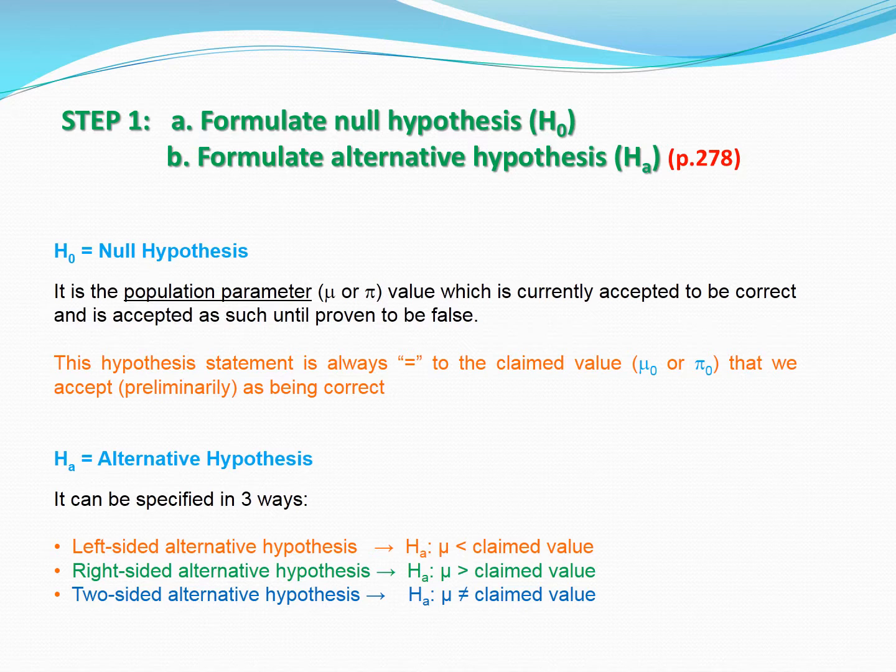And then when we work with a two-sided alternative hypothesis, we want to test whether the population mean or the population proportion is different than some value. So you will state that the population mean is not equal to the claimed value, or that the population proportion is not equal to the claimed value.